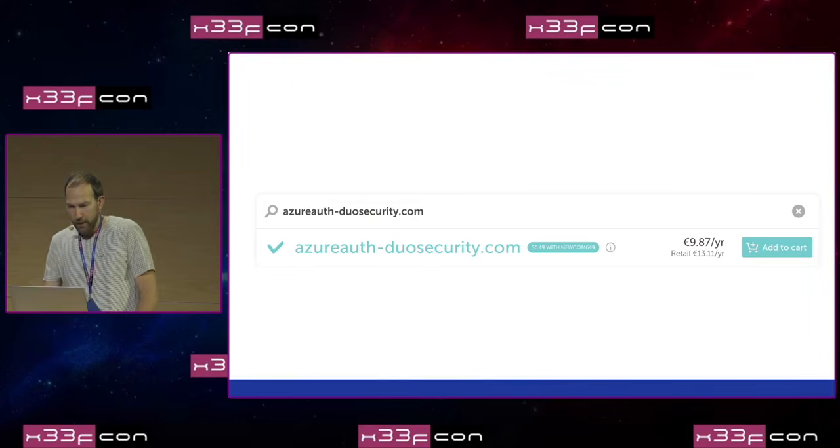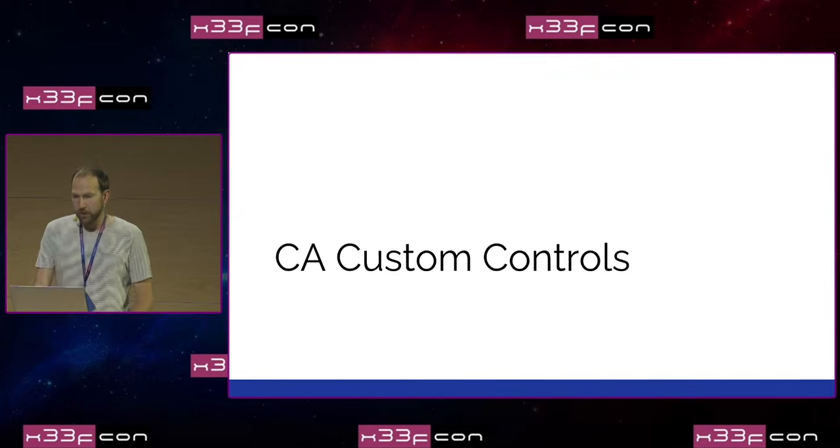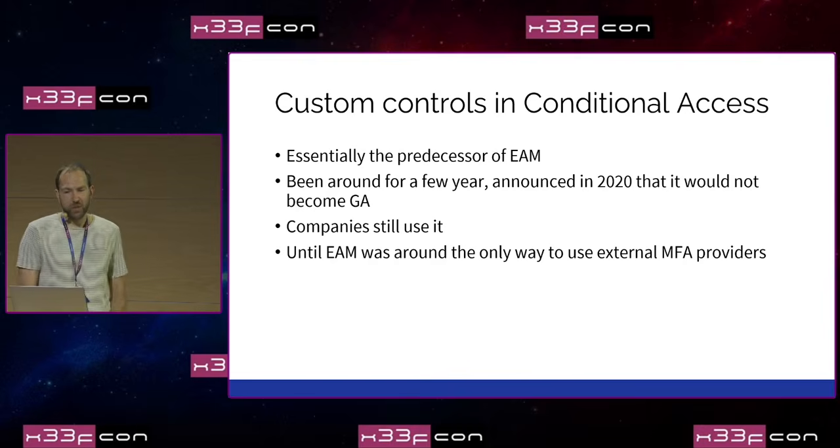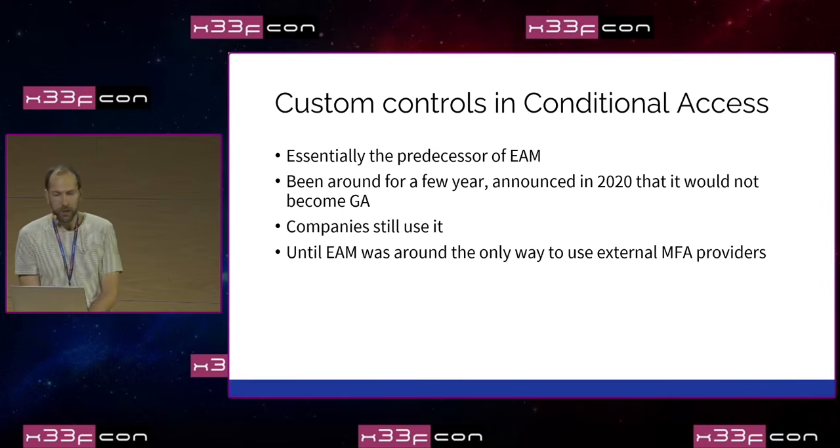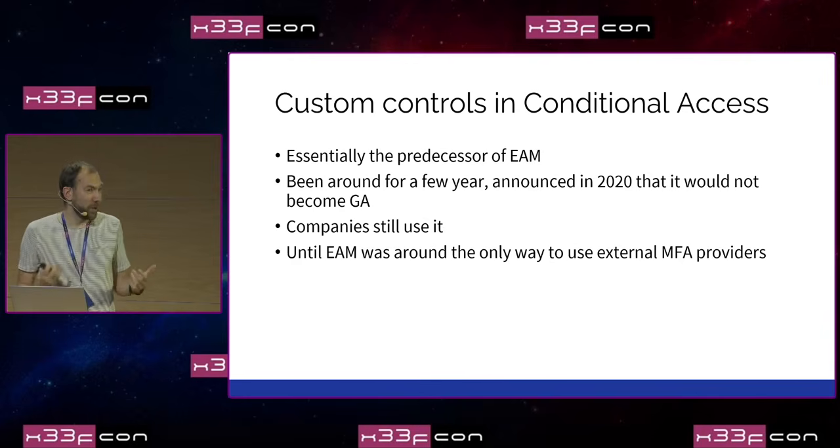All right, so that's external authentication methods. Then we also have this thing called custom controls in conditional access. Technically, this is sort of the same thing, because before we had external authentication methods, they had these custom controls. They've existed for a few years, but have been in preview indefinitely, and they've already announced that they're not going to continue with this. That doesn't mean nobody uses it. Companies are still using this in production, even though it's been in preview for like 5 years already. And before we had the external authentication methods, this was basically the only way to do external MFA.